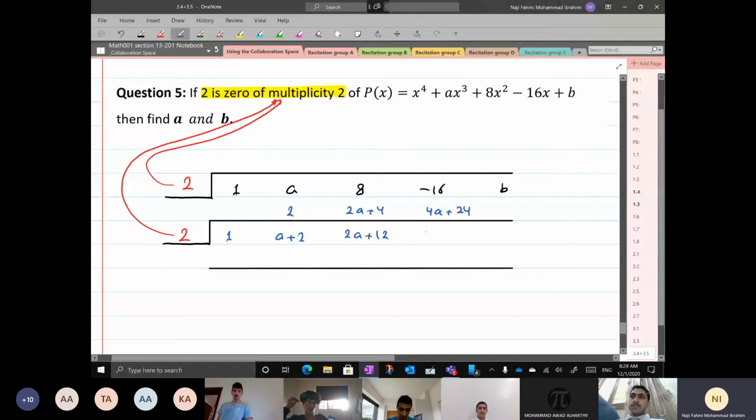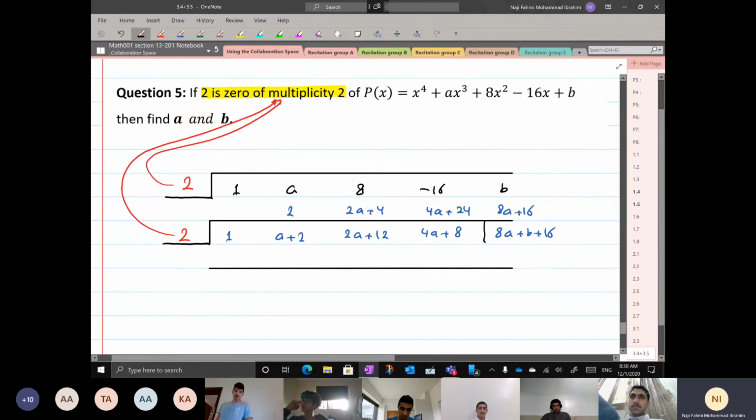4A plus 24. Add them. We have 4A plus what? Plus 8. Multiply 4A plus 8 by 2. We'll get what? 8A plus 16. Add, what's the answer? 8A plus B plus 16.